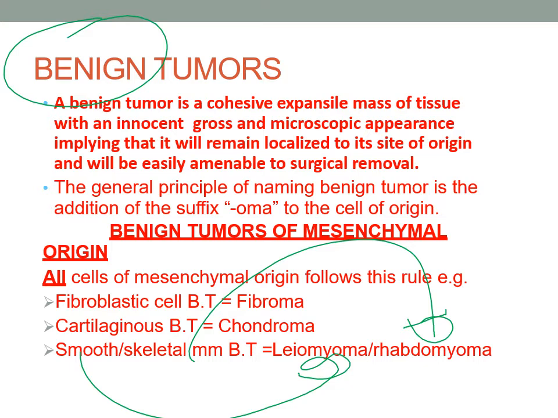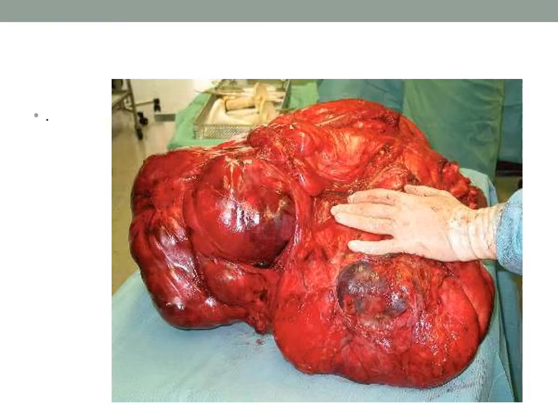So when we have a benign tumor of smooth muscle, it is leiomyoma, and for skeletal muscle it will be rhabdomyoma when it is benign.